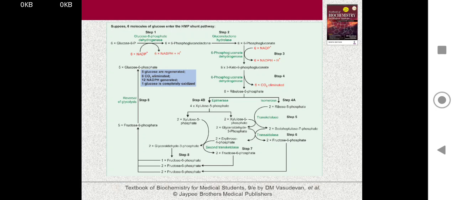In this reaction, erythrose 4-phosphate is generated, which reacts with glyceraldehyde 3-phosphate to form fructose 6-phosphate. Now fructose 6-phosphate enters the pathway of glycolysis to form fructose 6-phosphate and glucose 6-phosphate.